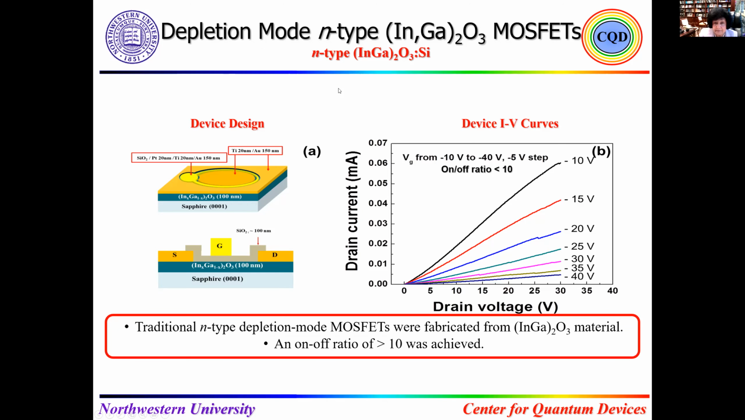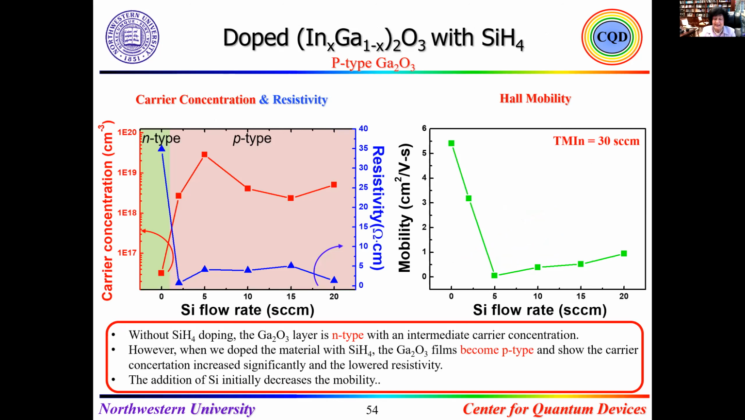Now what we did, we tried again to keep it without silicon. If we don't dope the silicon, the gallium oxide layers are n-type, with an intrinsic carrier concentration, and we can measure the n-type. Now, if we use silicon, when we dope with silicon, the material, exactly as we can see here, starts to become p-type.